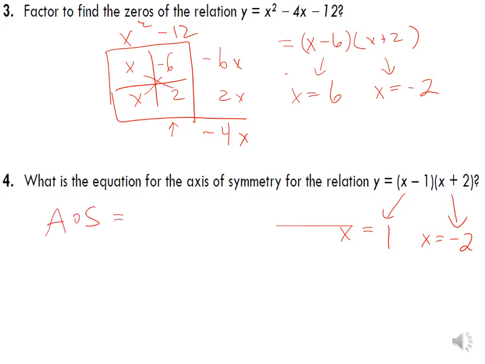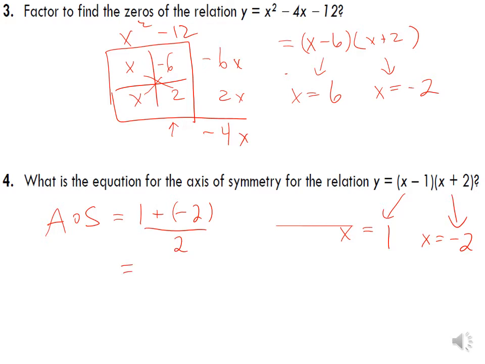How do you find the halfway point between two numbers? It's like finding an average. You just add them together and divide by 2, because there's two numbers. So add them together, 1 plus negative 2, and you're going to divide by 2. Make sure that you do the top of this first.